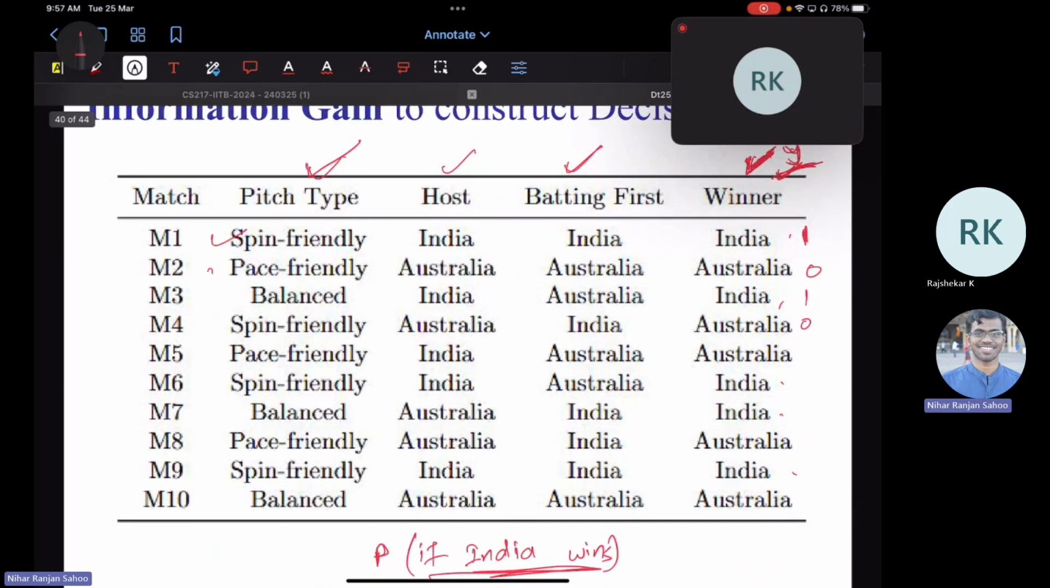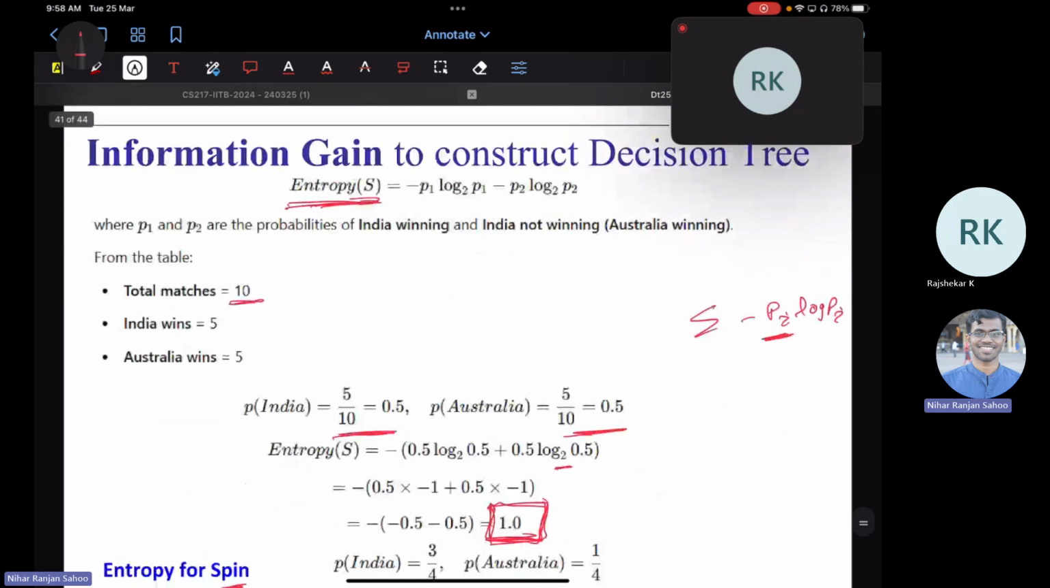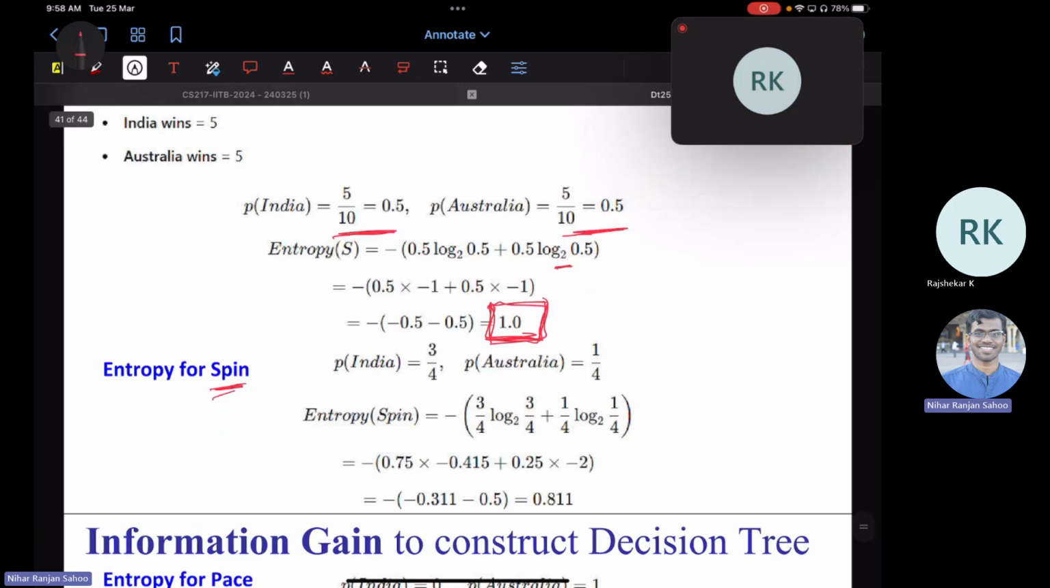One is spin friendly, one is pace friendly, one is balanced, right? So you compute the entropy of each category, each type in the category pitch type, right? So what will be the entropy of spin? Just bear with me, let me complete this example. It will be very clear, right?